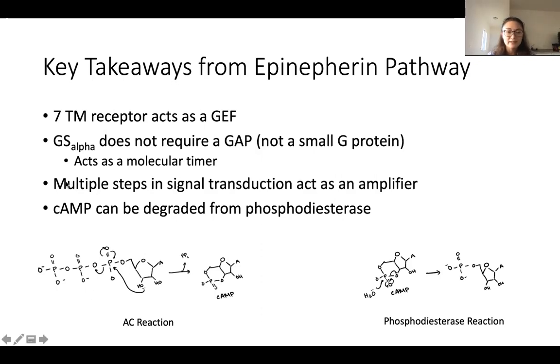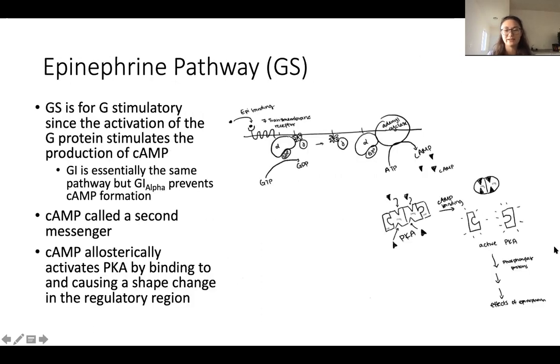And then finally, these multiple steps in the signal transduction. You may look at this and think, this seems really inefficient. We want to go from epinephrine binding to effects, and we have a bunch of steps in between. The reason we do that is because this allows it to act as an amplifier. Specifically, amplification occurs at any step where a single activated upstream protein can activate multiple downstream things.